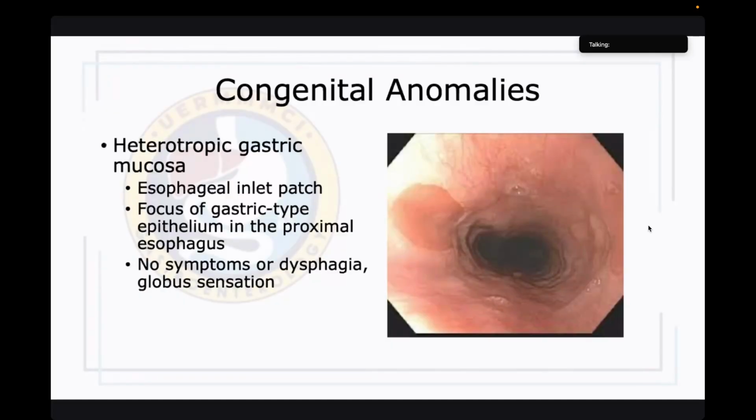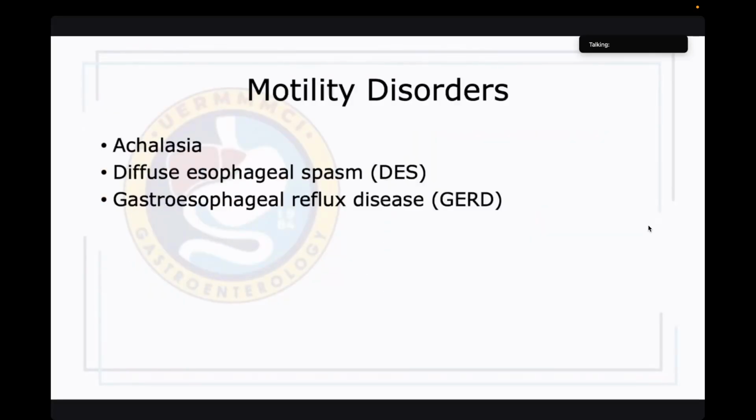We now go to motility disorders. Esophageal motility disorders are diseases that are due to esophageal neuromuscular dysfunction. The major entities which we will discuss are achalasia, diffuse esophageal spasm, and we will also include here gastroesophageal reflux disease. So for motility disorders, since the problem is motility, the dysphagia is usually to both solids and liquids.